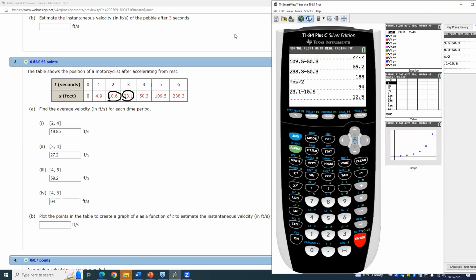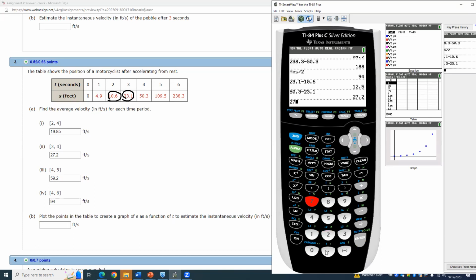We just want to give a good rough estimate that looks to be a little bit steeper than that. I don't think it's nearly as steep as it was from 3 to 4. It didn't seem like it started really accelerating that much yet, but you're clearly getting faster on your motorcycle. To give you an idea, if we just connected 3 to 4, that would be 50.3 minus 23.1, and that was 27.2. So definitely not as high as 27.2, but maybe somewhere roughly in between.